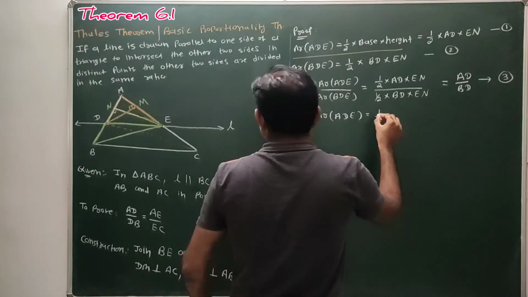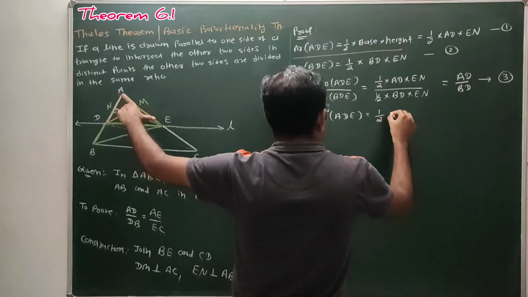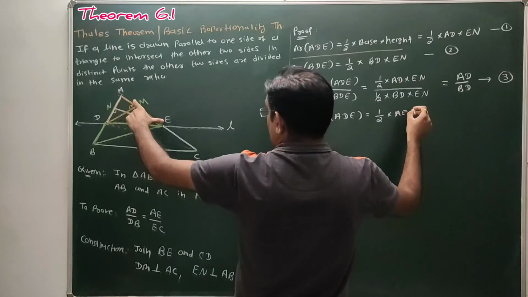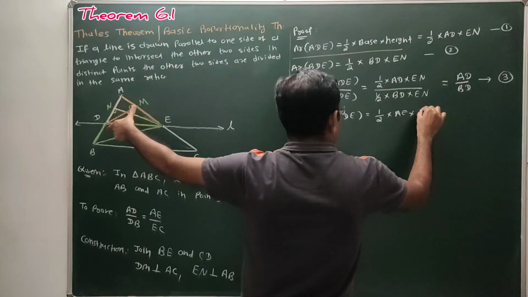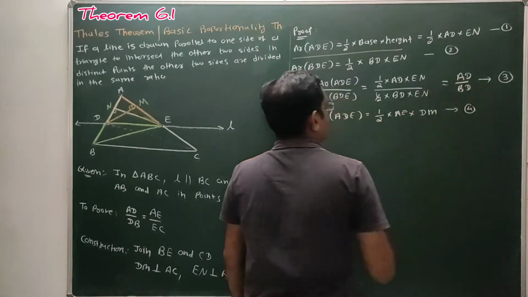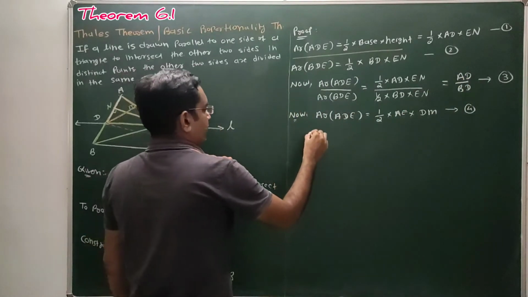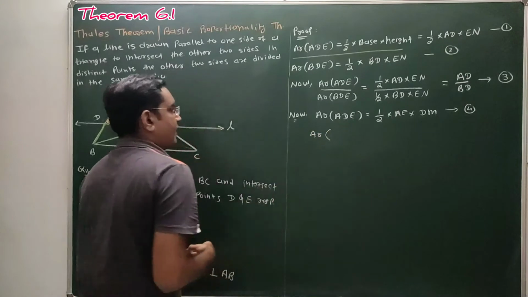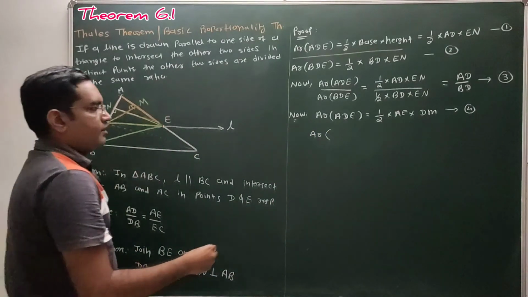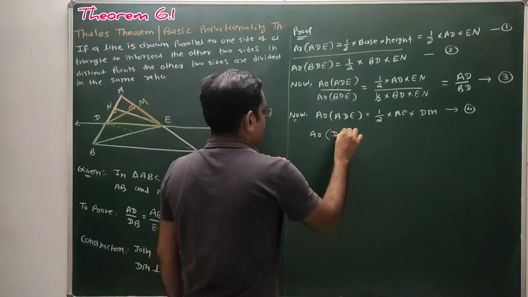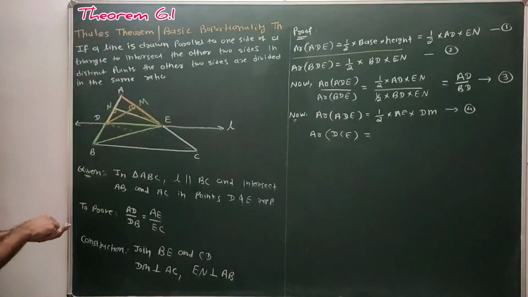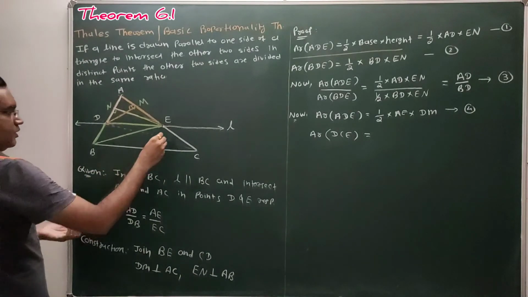Done. So area of triangle ADE is also given by another formula. That means if we consider the base as AE, then 1 by 2 base is AE and the corresponding height is DM. Say this one as result number 4. And now consider the area of triangle DCE. This triangle DCE.